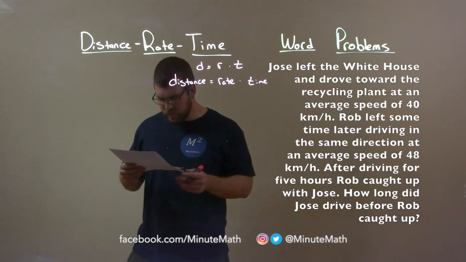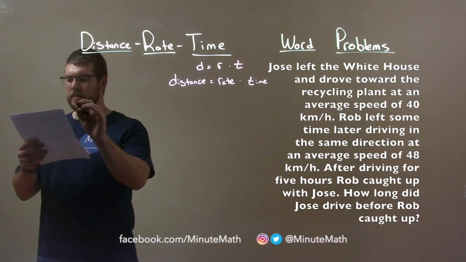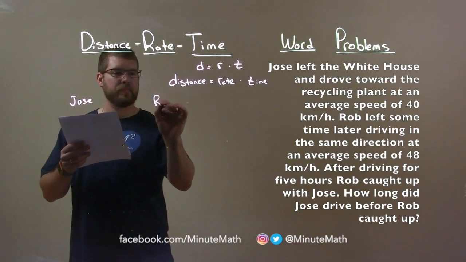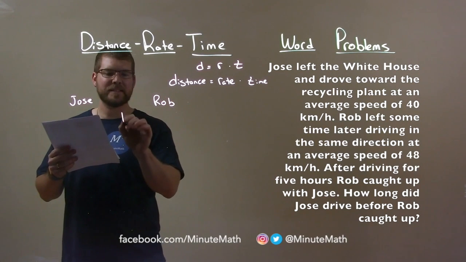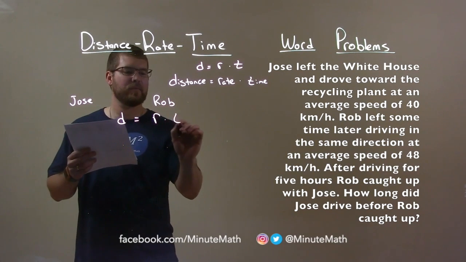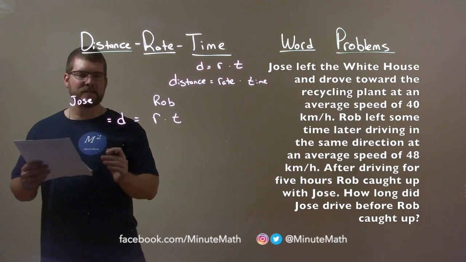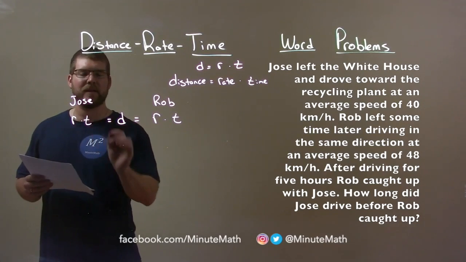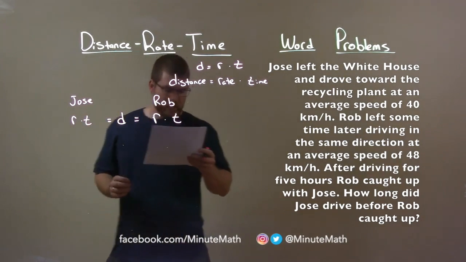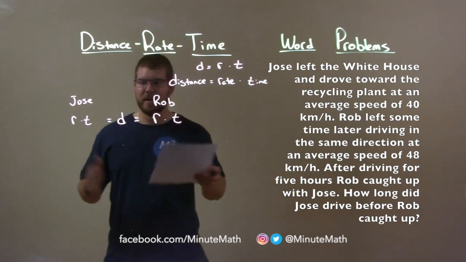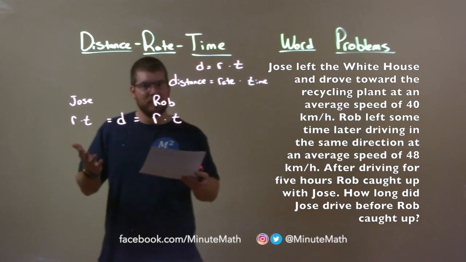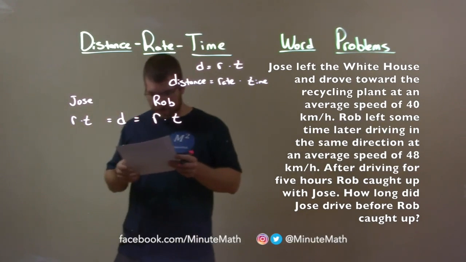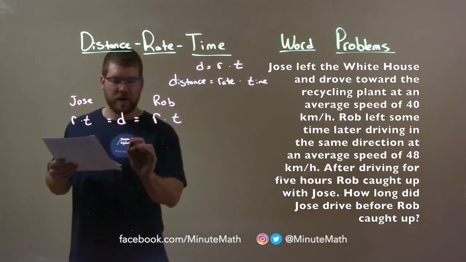Okay. So one thing we know, we have Josie and we have Rob. And we know that distance equals rate times time. And the distance that they both traveled is going to be the same. So for Josie, I'm going to put rate times time like this. Now, we don't really need to know what that distance is. The equations are both the same distance overall, so we can set them equal to each other. Okay? So, equal sign here.